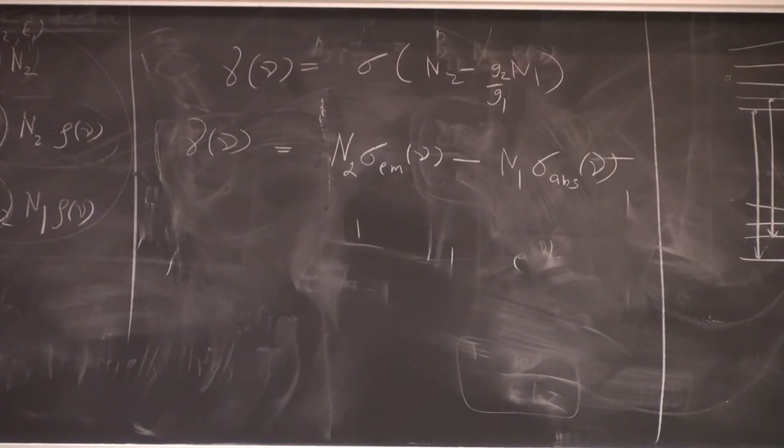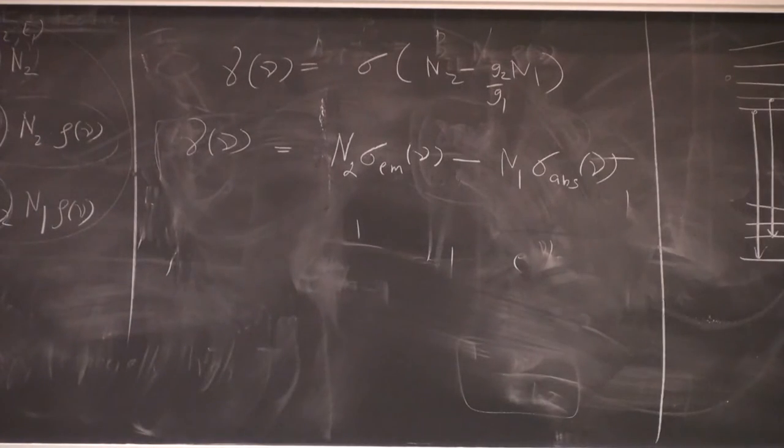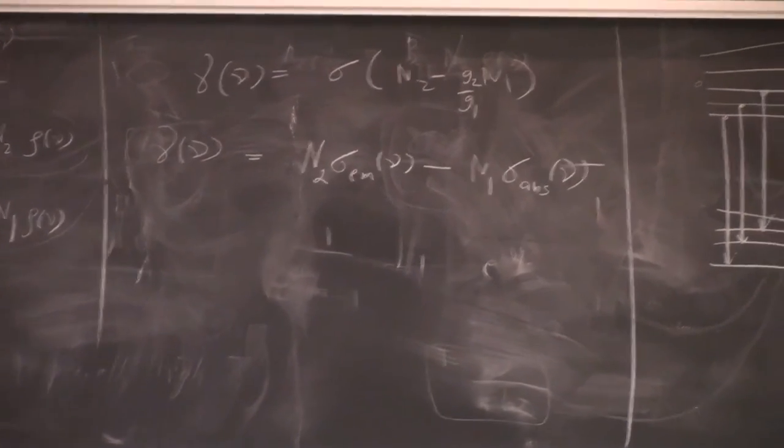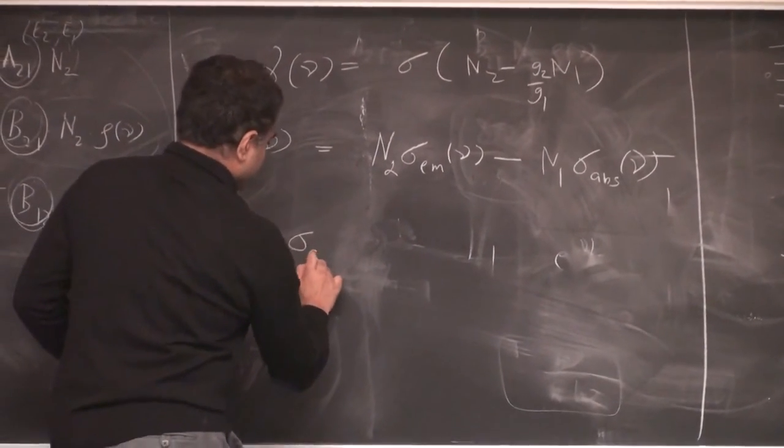It was just the emission one times the degeneracy ratio. How is this different than what we've been doing before? Right. So what we are going to see now is the ratio of the emission and the absorption coefficient. Let me write that down.